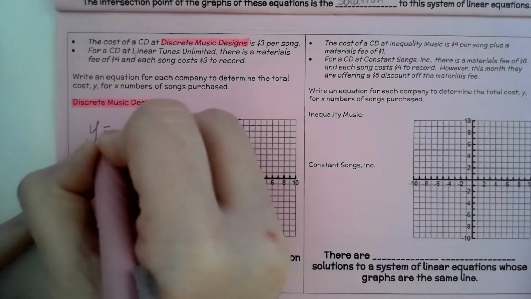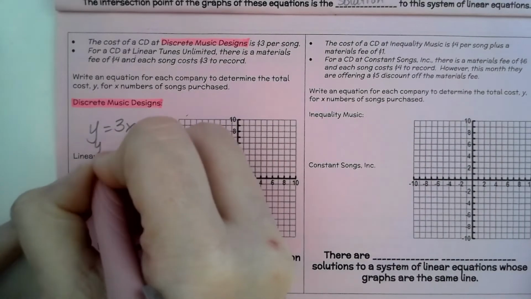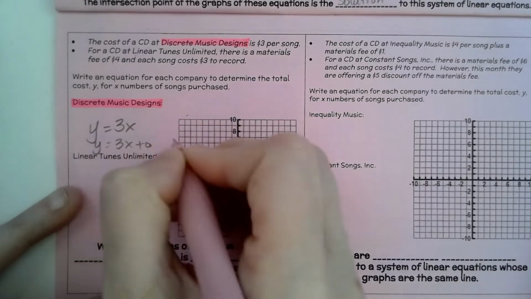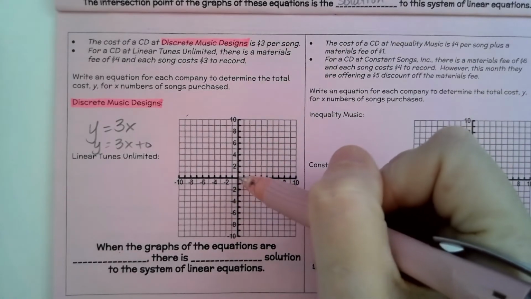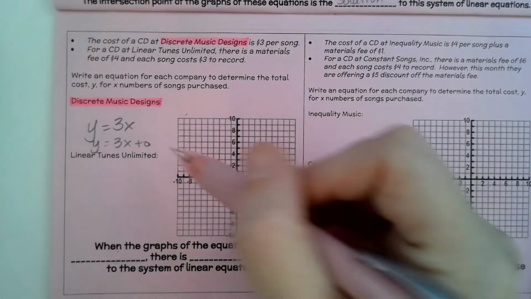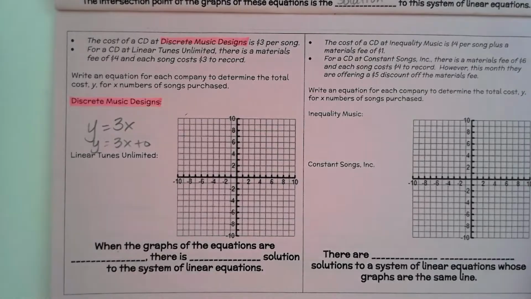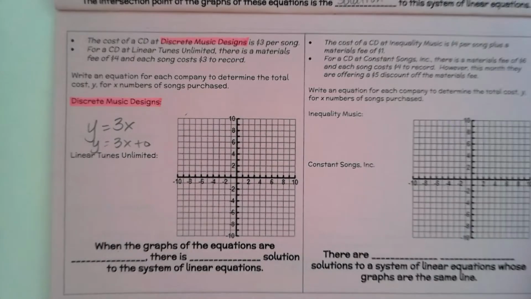All right, my equation is y equals 3x. If you put y equals 3x plus 0, that's okay too, because you're acknowledging that the y-intercept is 0. Now remember, it doesn't mean there's no y-intercept, it just means the y-intercept is 0. Okay, so now I want you to graph that.